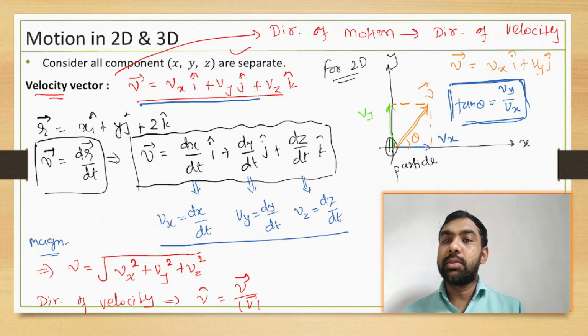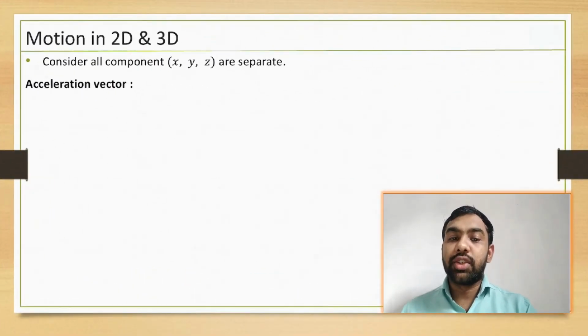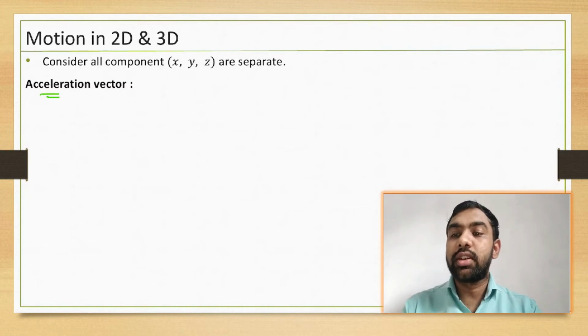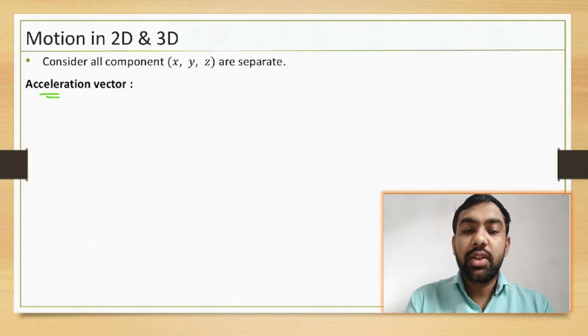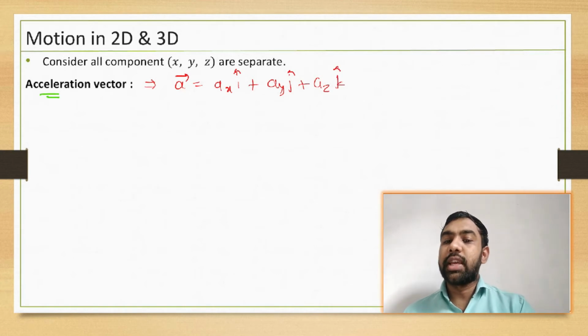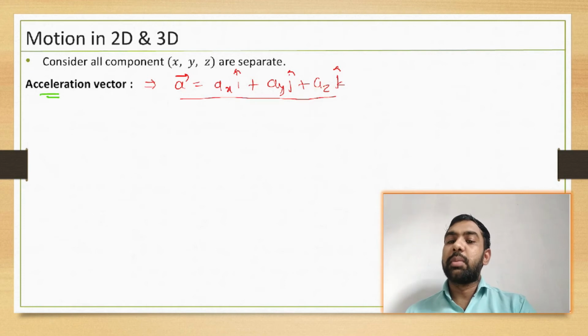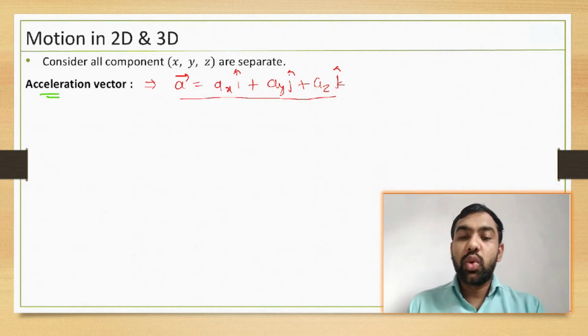Now let's come to the next case. Next case is what actually? That's the acceleration. Acceleration vector. Here also we consider all those dimensions separately. So net acceleration is equal to x direction acceleration plus y direction acceleration plus z direction acceleration. So axi plus ayj plus azk, that is acceleration.